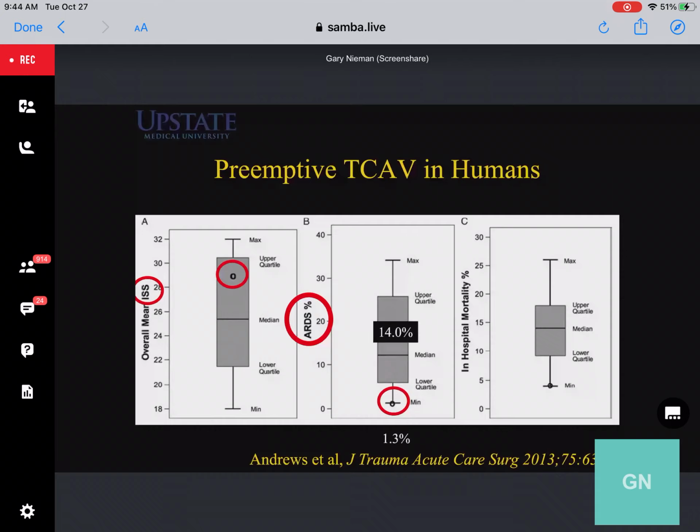They looked at percent ARDS, and with the TCAV method it was almost off the bottom of the chart. It was 14% ARDS versus 1.3%, and for in-hospital mortality, again almost at the bottom of the chart, 14% versus 3.6%, and all of these patients died of something else other than ARDS. So very, very impressive results from this meta-analysis.